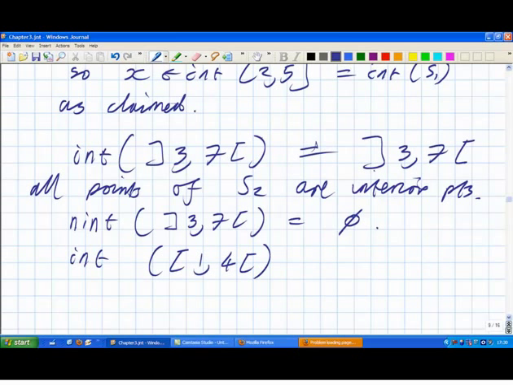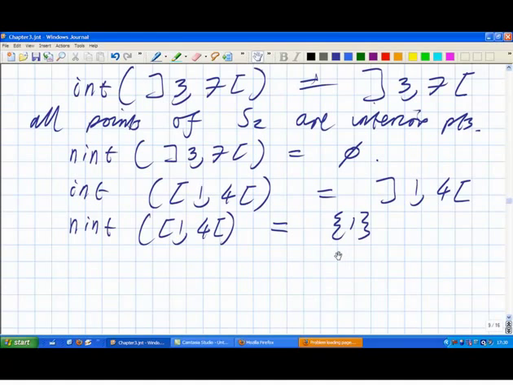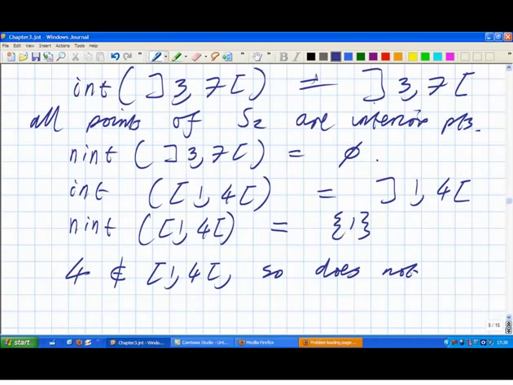And the interior is empty. Whereas for [1, 4), the half-open interval which includes 1 and excludes 4, you get the open interval (1, 4) as the interior, which is equal to just a single point 1. That's a single point.